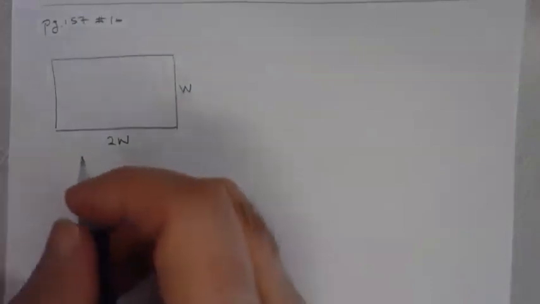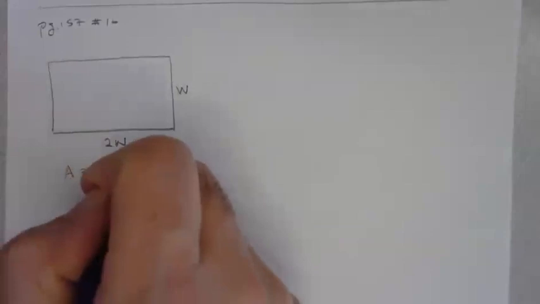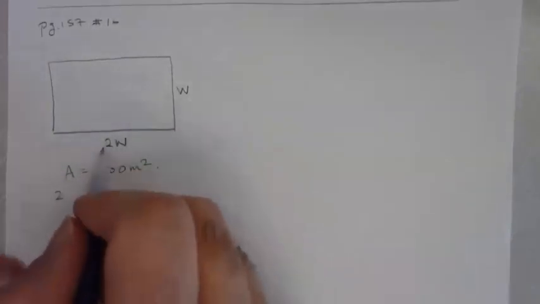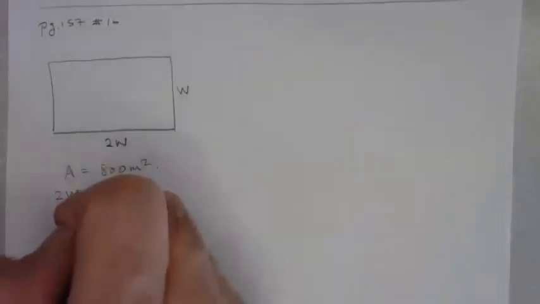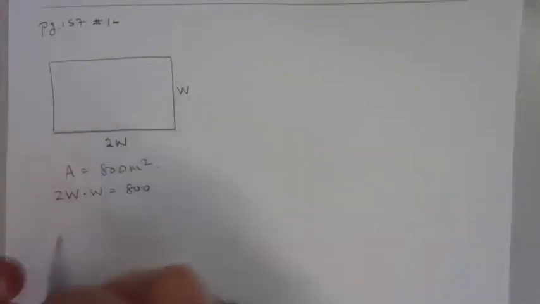And what we know is that the area is 800 meters squared. Oh, so actually we'll probably be able to solve this outright. So the area is 800 meters squared. And we know that the area is just going to be 2 times 2W times W. Oh, looks like we can actually calculate.